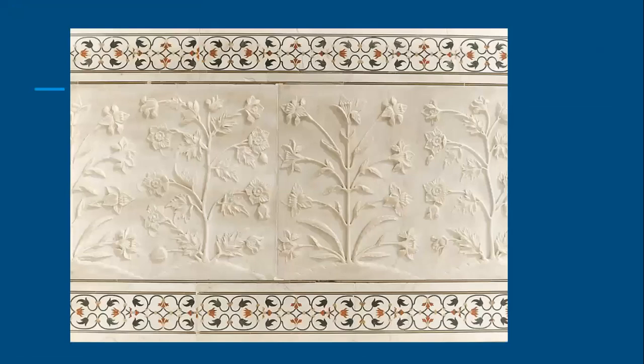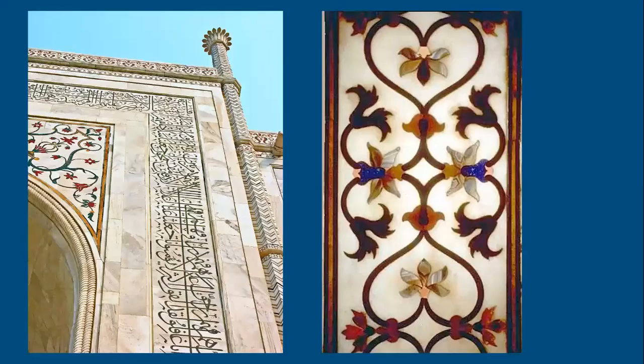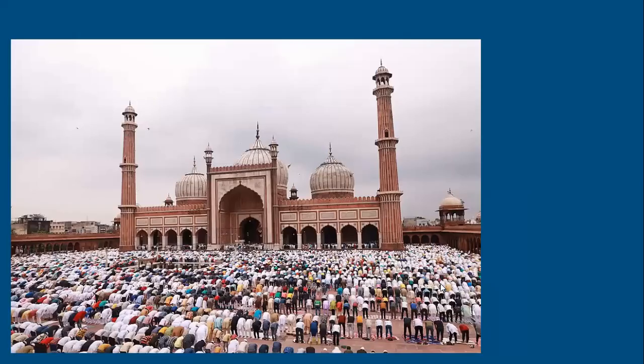This is the floral design on the marble of Taj Mahal. This is the blue tiles which are extensively used. ये calligraphy work है on the Taj Mahal only, तो ये calligraphy work is there. And this is the Petra Dura, तो यहाँ पे semi precious and precious stones are being used. Then this is the Jama Masjid.